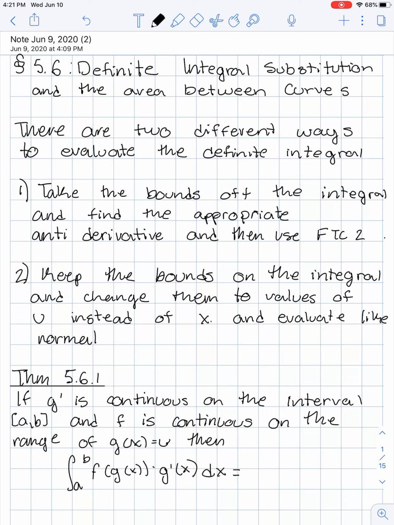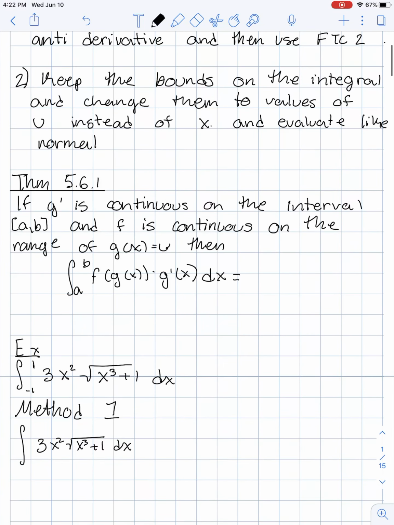So each method has its own basic benefit. Doing the first one, I'll get the antiderivative back out in x's so I can check and take the derivative and see if I get what's inside my integral again before plugging in the values. And method 2 is a lot faster. So once you're a little bit more confident in taking the antiderivative, it's really easy to do method 2 because it's a lot quicker. All right, so enough talking about the idea of it.